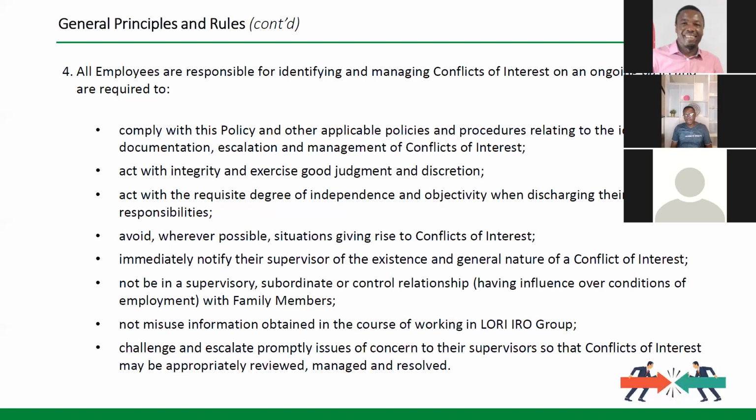On this slide, I'll just touch on a couple of things. Number one of the things that you are supposed to do as an employee is that you should immediately notify your supervisor of the existence or general nature of a conflict of interest once you understand what it is. And then, wherever possible, you should avoid situations that can give rise to conflict of interest. And when it comes to some organizations, if the organization permits you to work with your family member, or your family member can work in the organization, one of the things you should do is that you should not be in a supervisory relationship with your family member. They should not be your direct subordinate, or in a control relationship with them. That is, you have influence over their conditions of employment.